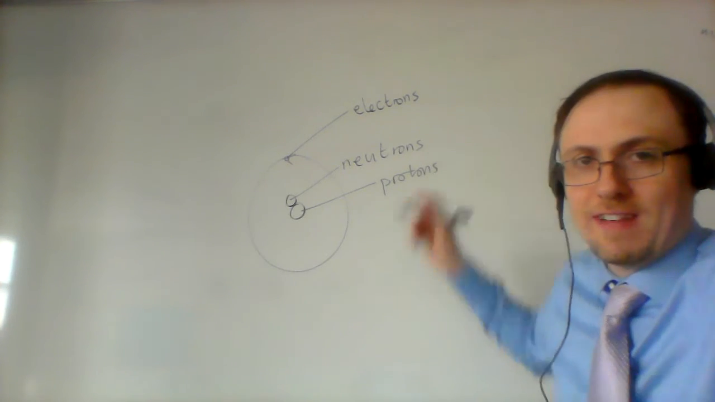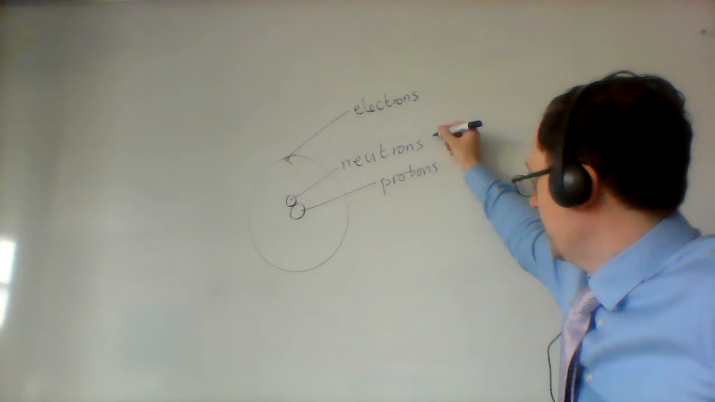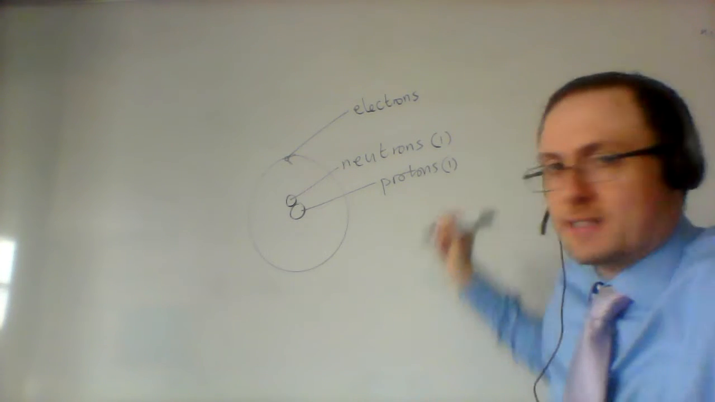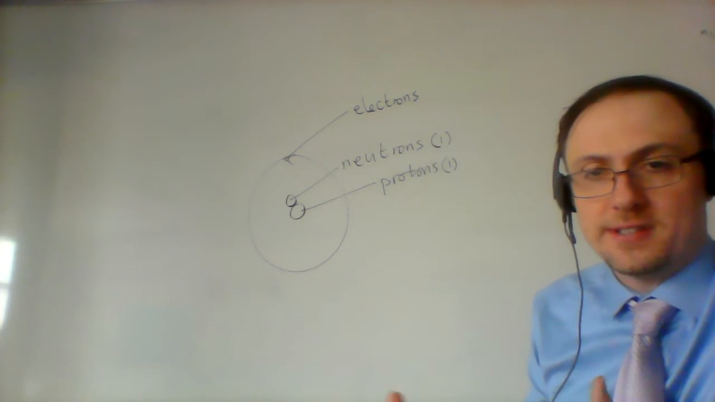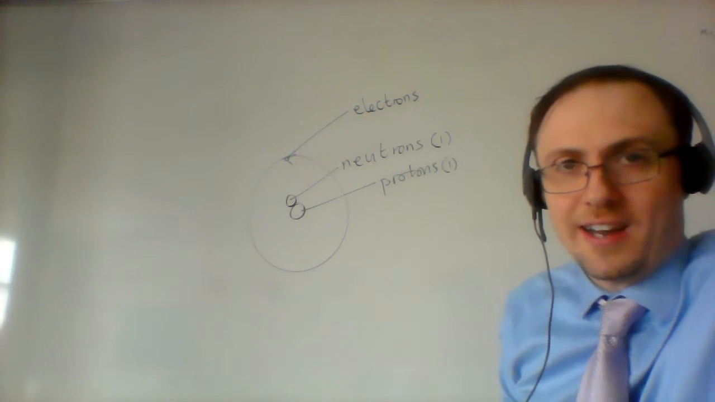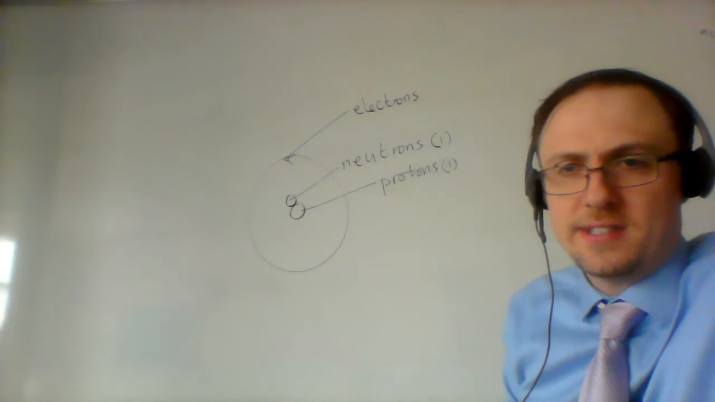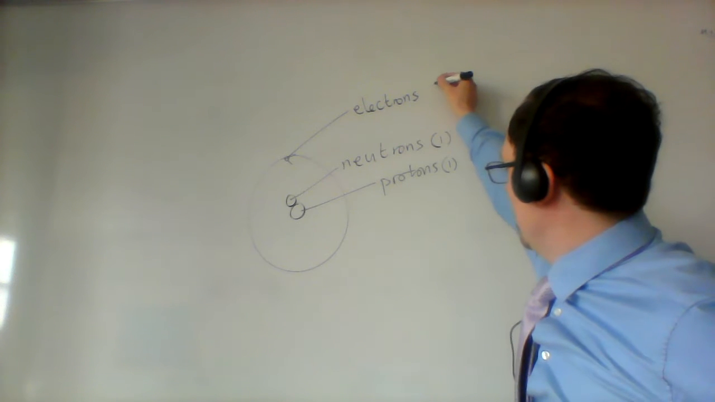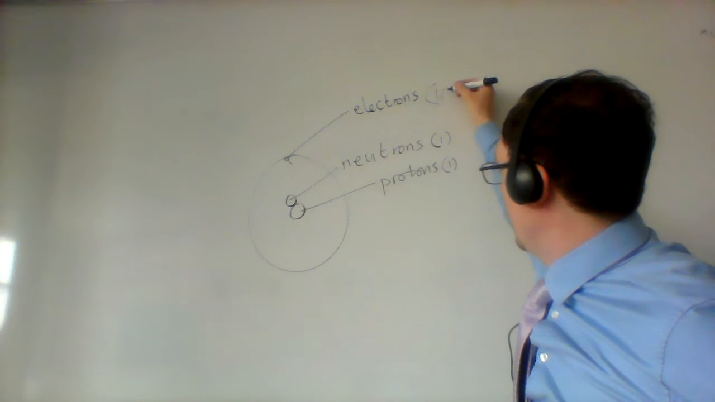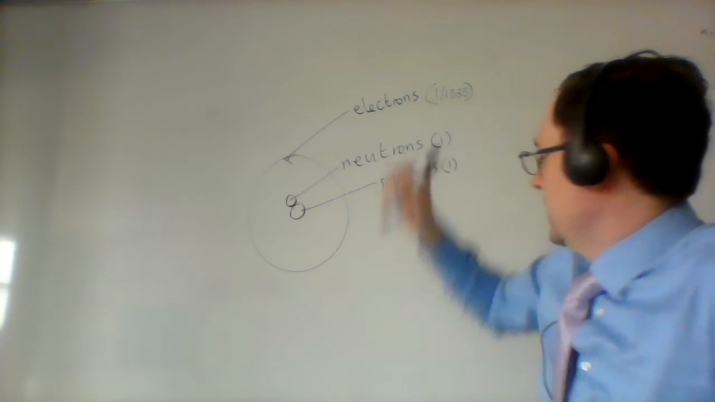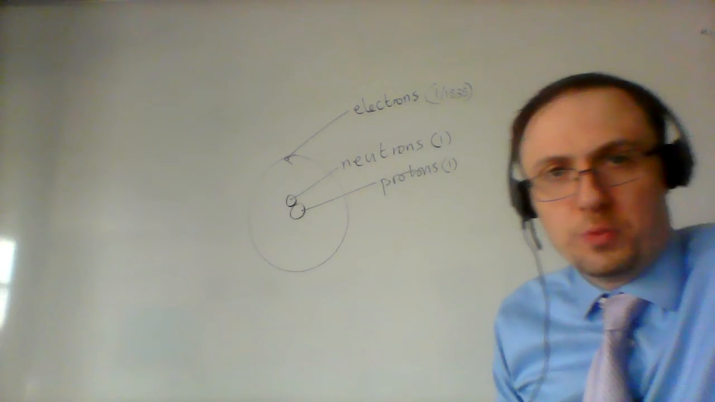So in terms of their relative mass, each of them has a mass of 1, okay? They're about the same mass as each other. But the electrons are much tinier, okay? Their mass is considered to be almost insignificant. That's about 1/1835, okay? Something like that, depending on which book you read.